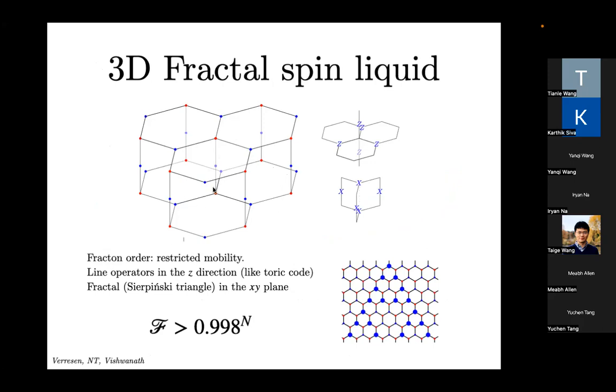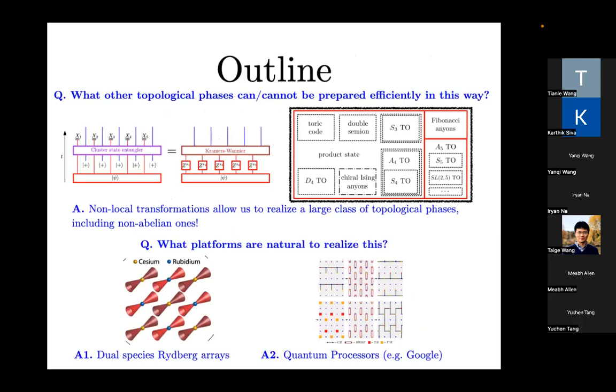You evolve for some time, and then you measure the red sites in this case. And then the remaining stabilizers will realize some weird fracton order where the excitations can move freely in the Z direction, but in the XY direction, they have to move in this weird fractal geometry. So you can even do fracton phases, which people thought to require very high body interactions, easily in the lab. Okay, now, yes.